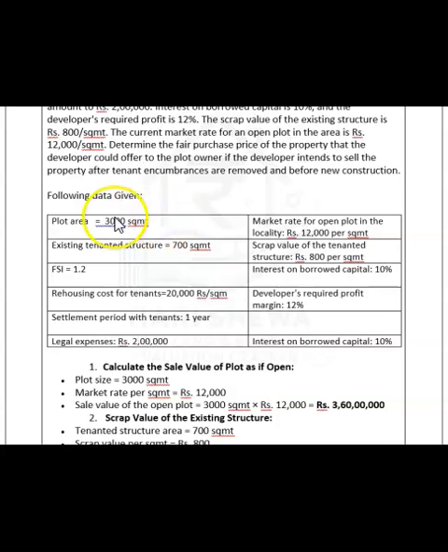First, the following data is given. Plot area 3,000 square meter. Existing tenant structure is 700 square meter. FSI 1.2. Rehousing cost of tenant 20,000 rupees per square meter. Settlement period of tenant is 1 year. This 1 year is a settlement period. एक साल में हम आपको मकान बना के दे देंगे। And legal expenses 2 lakhs rupees.